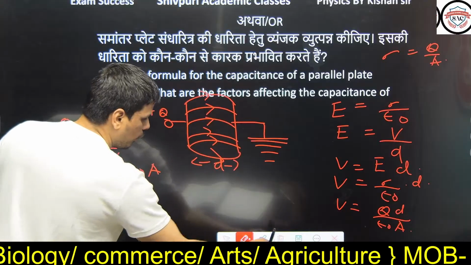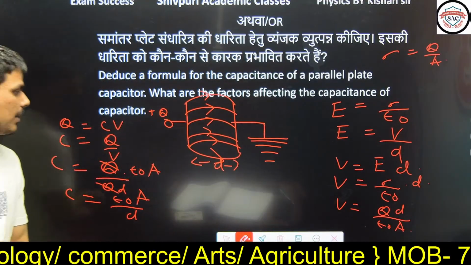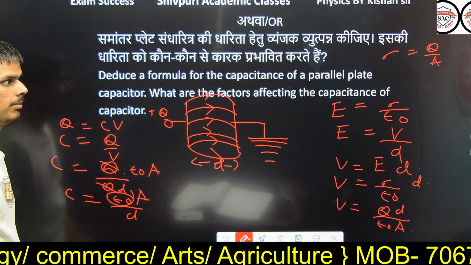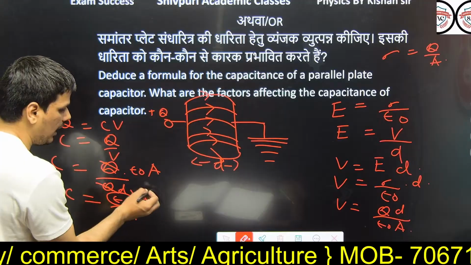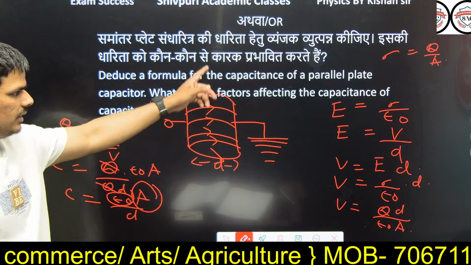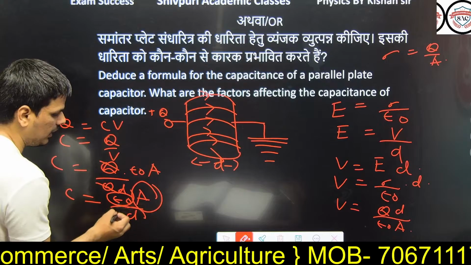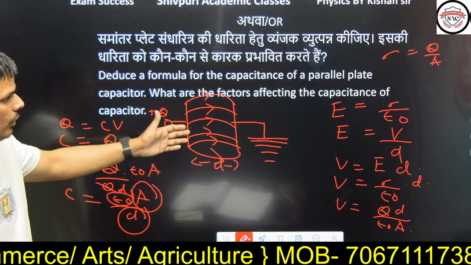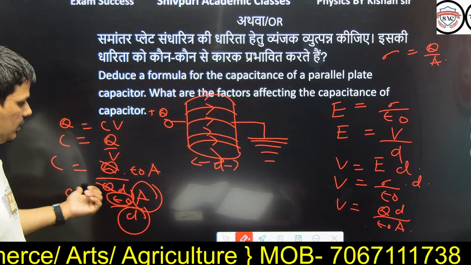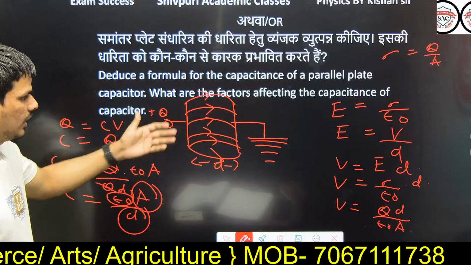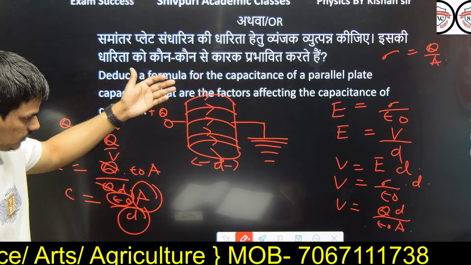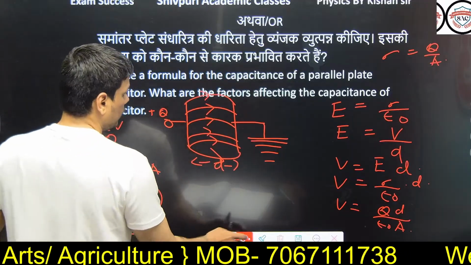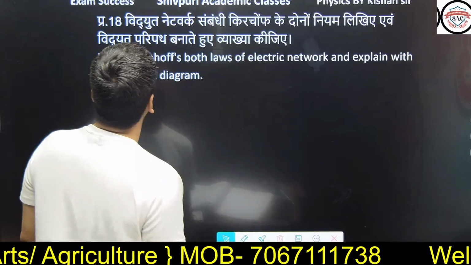Okay, now we are going to talk about the factors affecting the capacitance of a capacitor. The first one is the medium which is filled in the parallel plate capacitor. Second is the area of the plates, and the last one is that it is inversely proportional to the distance of separation between them. So these are the three factors that affect the parallel plate capacitance: the medium between the plates, the area of the plates, and the distance of separation between the plates.